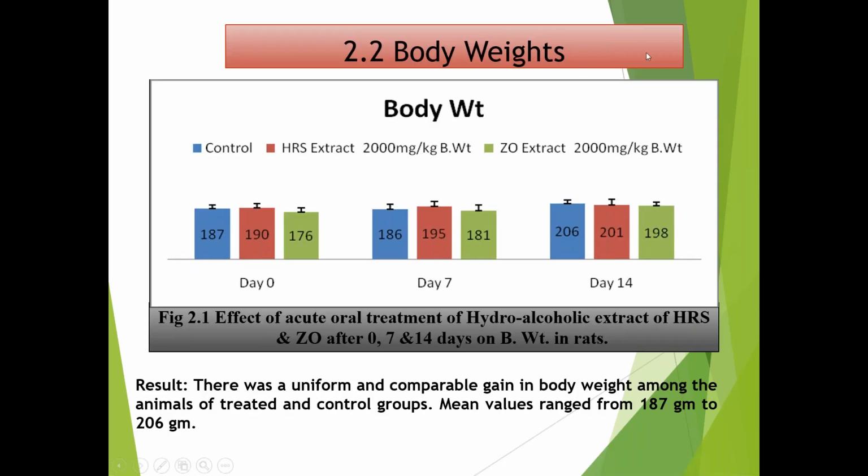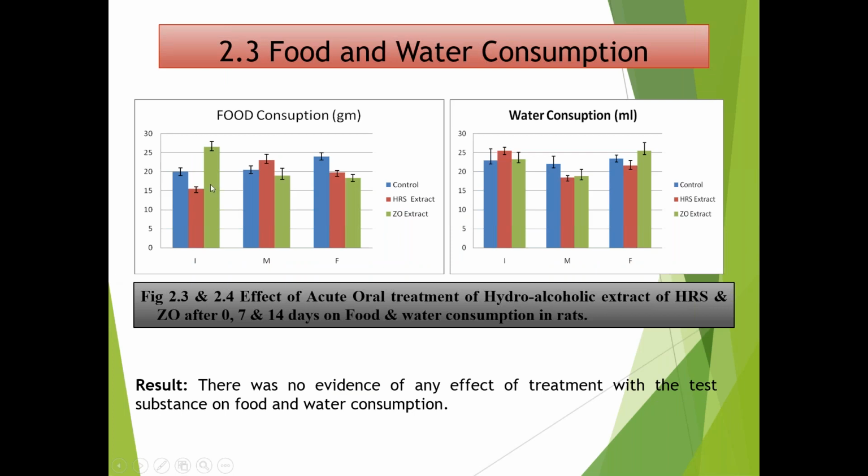These are the parameters like body weight we observed at 0 days, 7 days, and 14 days. This is the control group of animals having similar growth in body weight, with normal parameters. Their mean value ranged from 187 gram to 206 gram. Now, another point: we also recorded the food consumption and water consumption of animals. These are the three graphs.